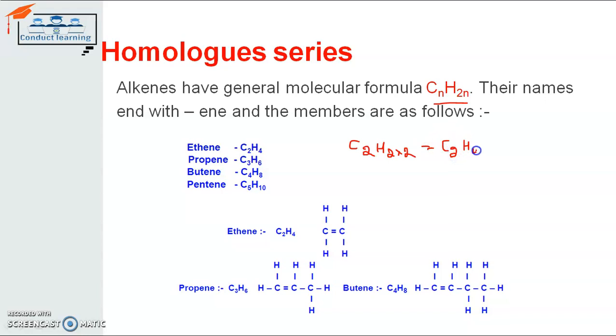In the same way we can derive the formula for propene, butene and pentene also. And the structure for the same is also presented there. You can see in the structure of ethene, the carbon atoms are making a double bond in between them, and they are unsaturated carbon compounds. And the rest of the valency of the carbon atom is filled by the hydrogen atoms, because they are making covalent bonds with the hydrogen atoms also.